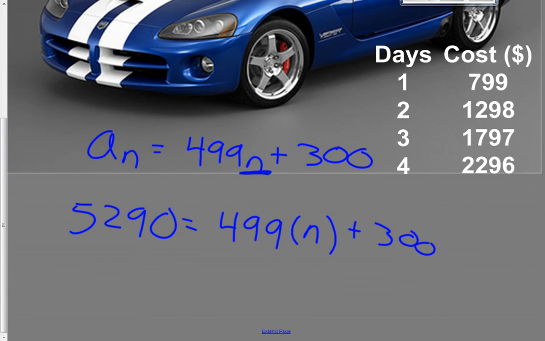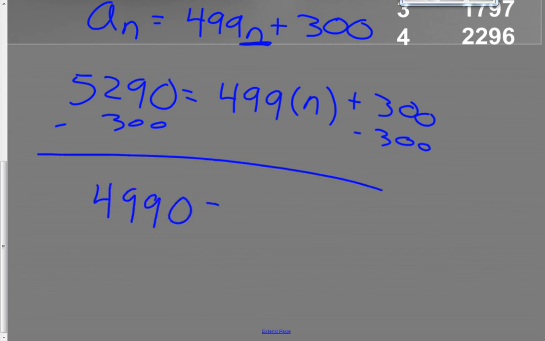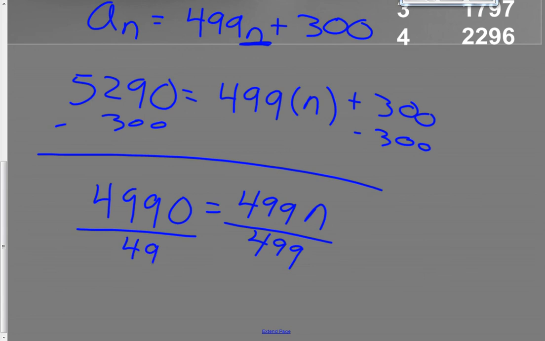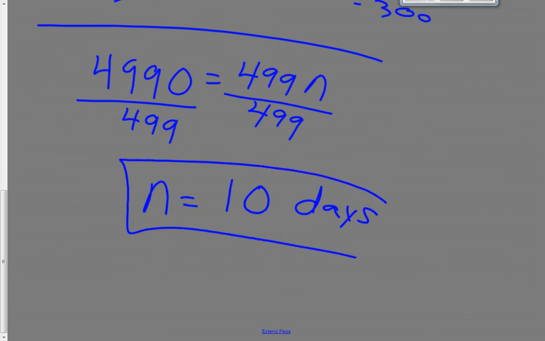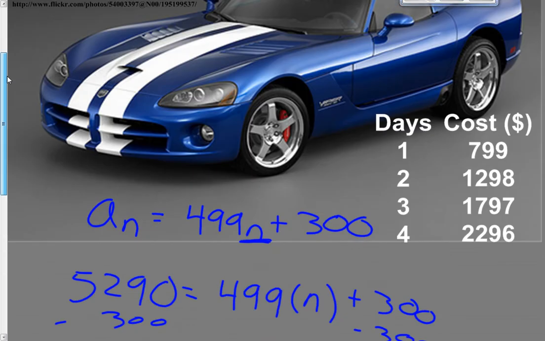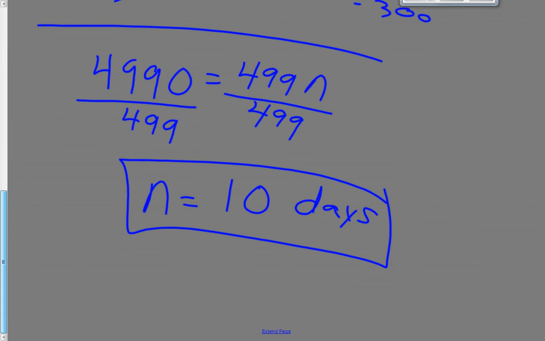So you're going to subtract 3 from both sides first. And you're going to get 49.90 equals 4.99n. Divide both sides by 4.99, and that's how many days we rent the car for. n equals 10 days. And that would be how many days you could rent it for to pay $52.90. Again, I would rather spend that $50 on something else, but if you want to drive a Dodge Viper for 10 days, there you have it.